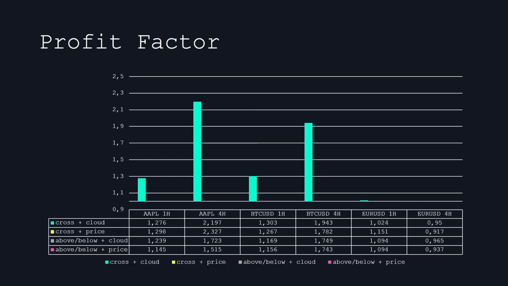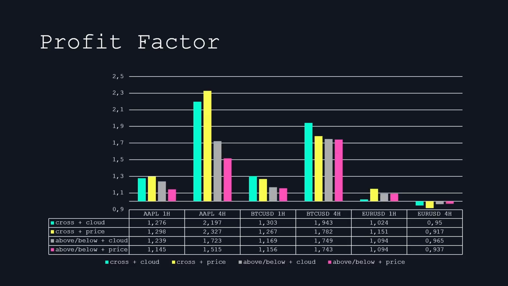Here we can see all the profit factors of all the variations in one graphic. The highest profit factor was achieved by the Apple 4 hour chart with the cross plus price option. At the BTC USD 4 hour chart, all variations had a very similar profit factor. Just the cross plus cloud option got a slightly better result at the backtest with a 1.943 profit factor. The strategy was barely profitable at the Euro USD 1 hour backtest. But if we consider fees, the results would also be negative. So let's only consider Apple and BTC USD from now on.